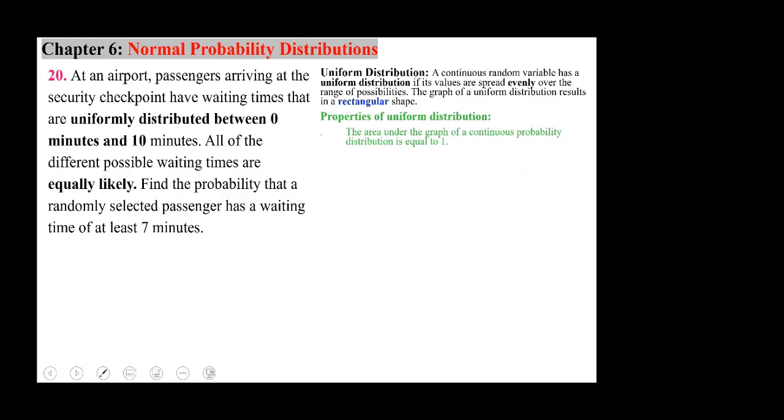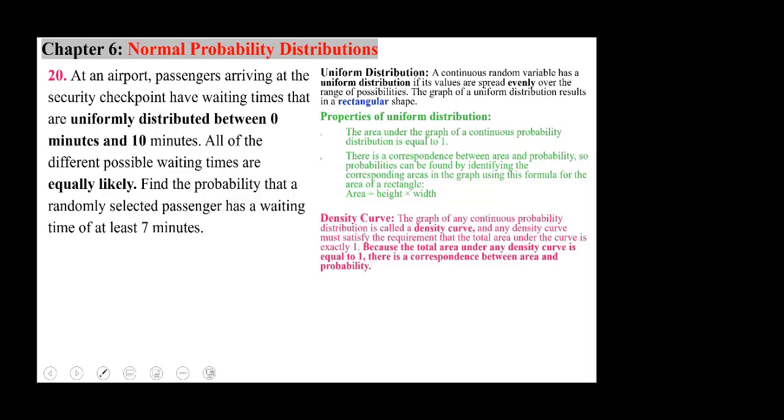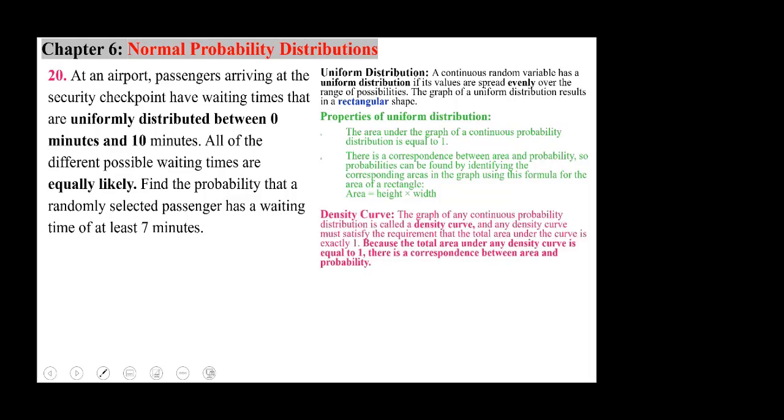The area under the curve is always equal to 1 because it represents the probability. There is a correspondence between area and probability. So probabilities can be found by identifying the corresponding areas in the graph using this formula for the area. The area is the width times the length, or in this case, the way we draw it, height times the width. So we use the density curve.